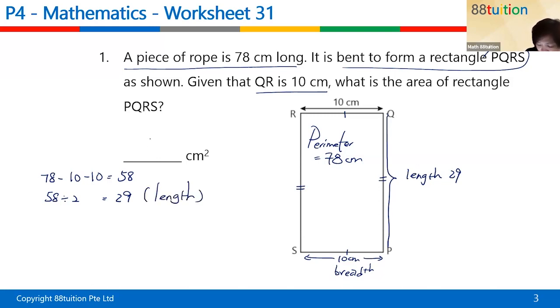But this is not what they want. Can I put here 29? Can I put here 29? Because my answer is 29. What's wrong? Okay, can I put here 29?